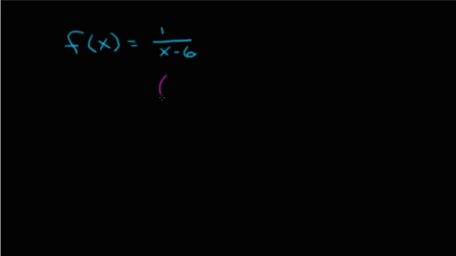So in this case, our domain is negative infinity to 6, but not including 6, so it's a parenthesis. And then it's also the union of 6 to infinity.